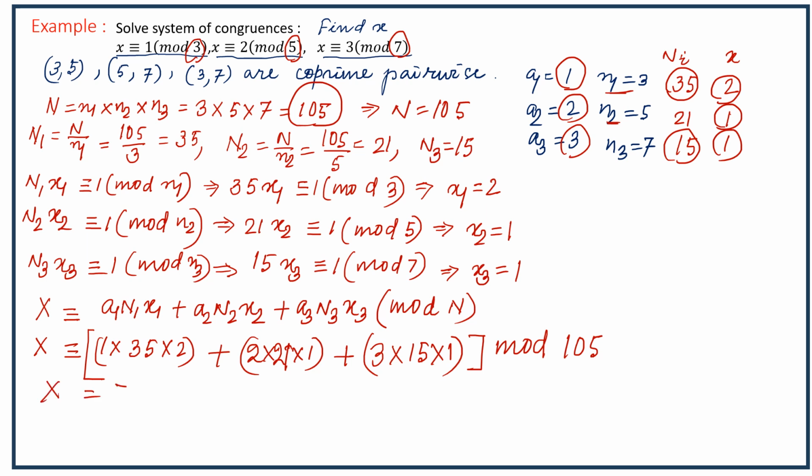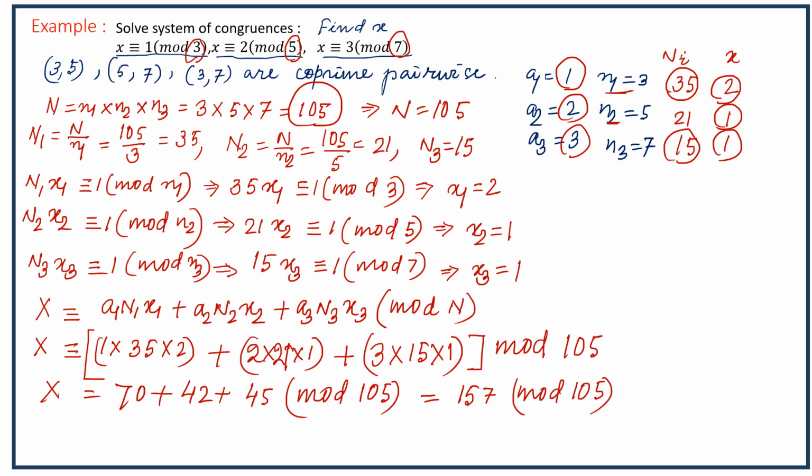So x is equal to 70 plus 42 plus 45. So if we take the sum, how much is it? It is 157, which is above 105. That means we divide 157 by 105. What is the remainder? The remainder of 157 divided by 105 is 52. So 52 is the answer here. x equals 52. So the solution is x is equal to 52.